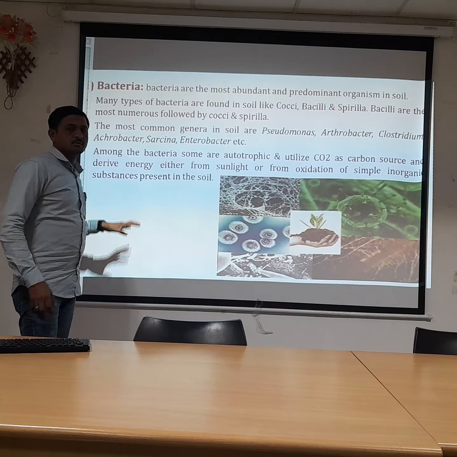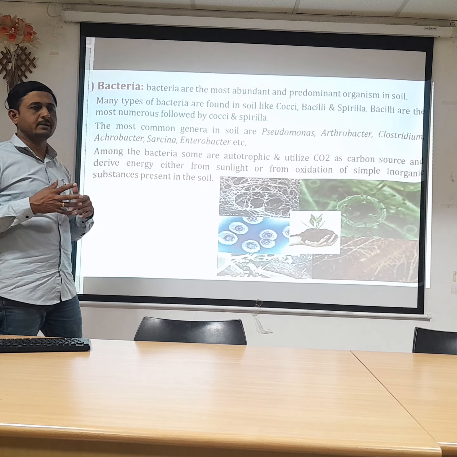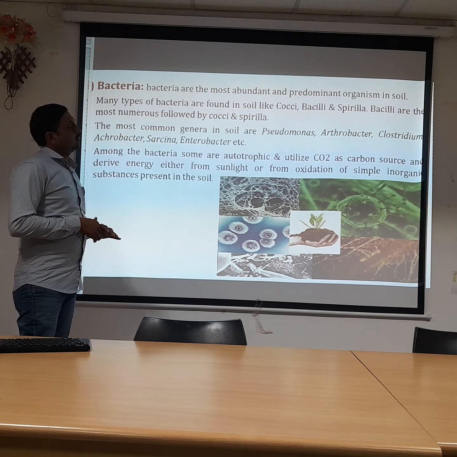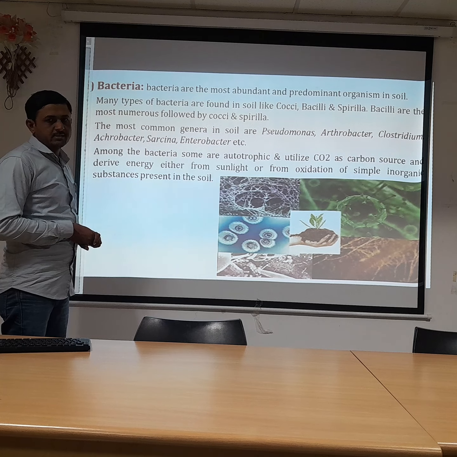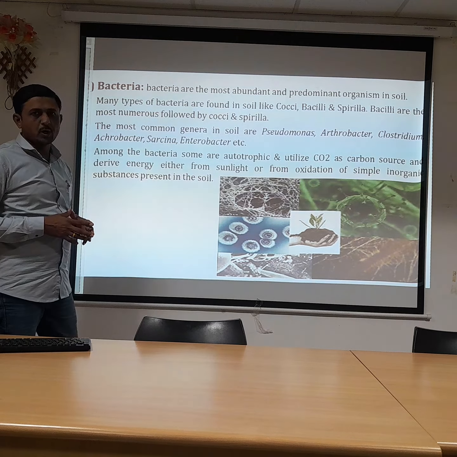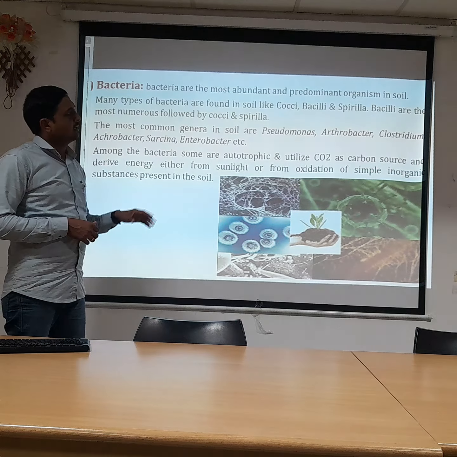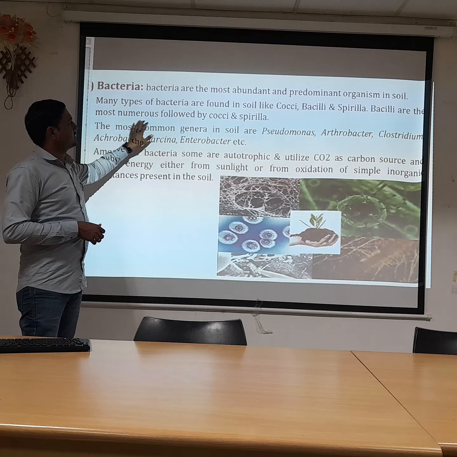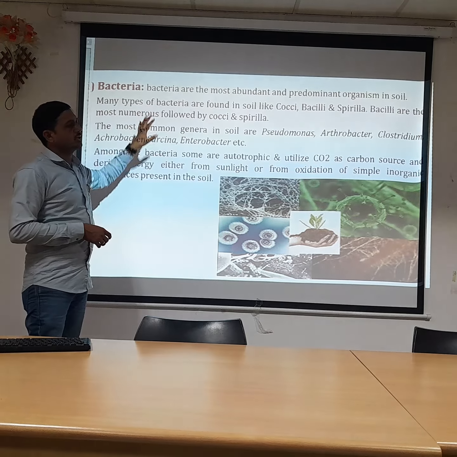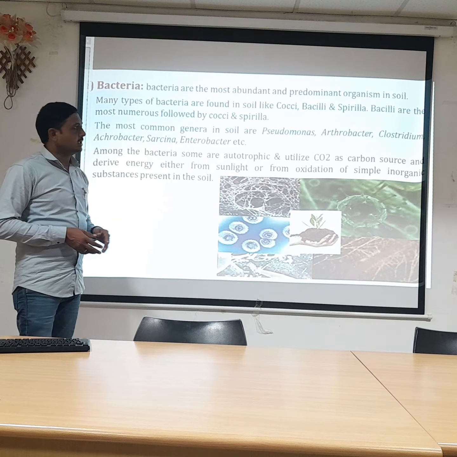Firstly, bacteria. It is the most abundant type of microorganism present in the soil. Bacteria are the most abundant and predominant organisms in soil. Many types of bacteria are found in the soil, like cocci, which is a shape of bacteria, bacilli and spirilla. Bacilli are the most numerous, followed by the cocci and spirilla. These are the major abundant groups of microorganisms normally present in the soil.